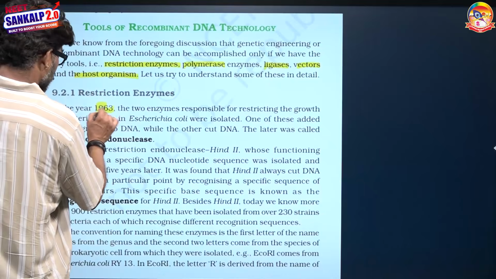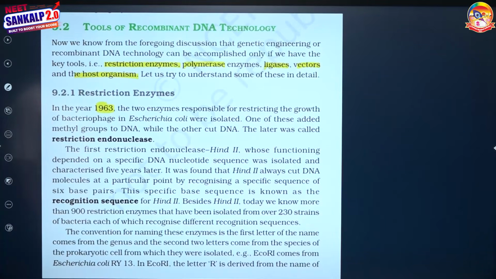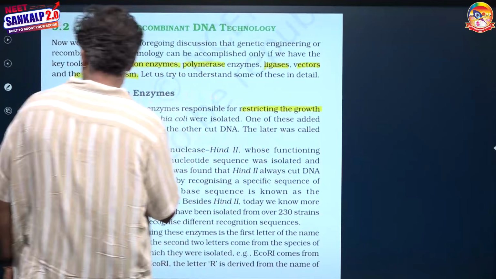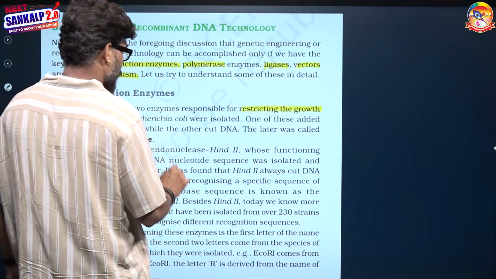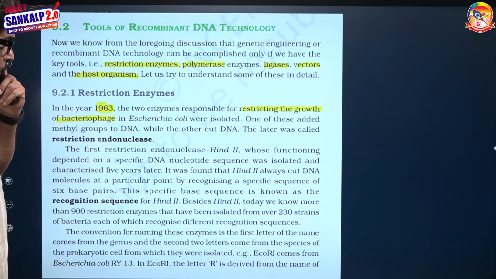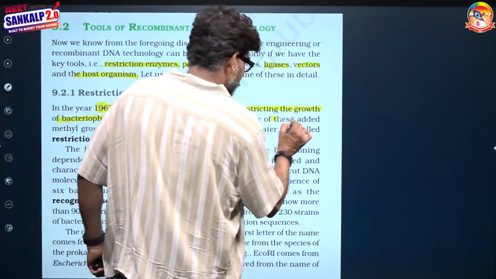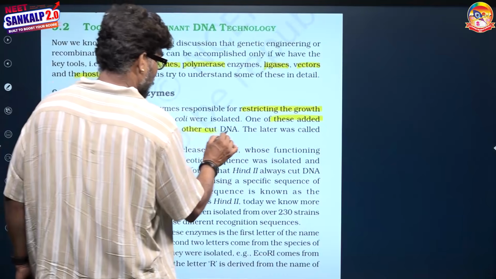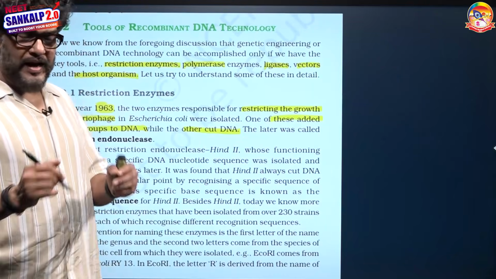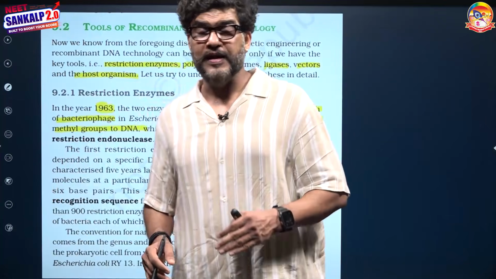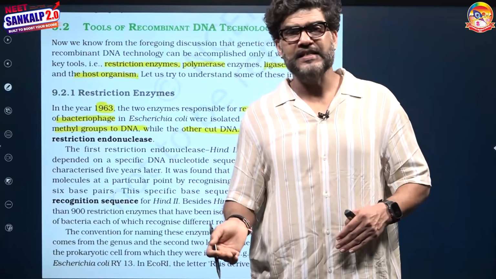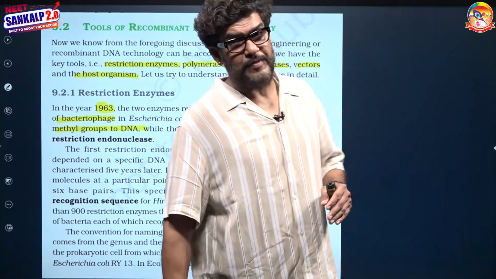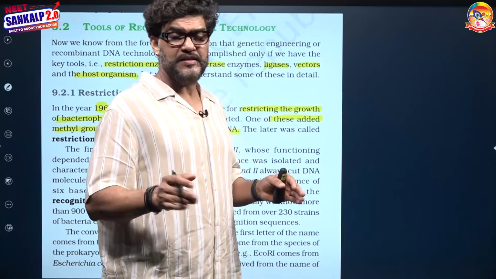In 1963, two enzymes responsible for restricting the growth of bacteriophages in E. coli were isolated. One of these added a methyl group to the DNA while the other cut the DNA. The one which adds the methyl group is known as the modification enzyme, and the one which cuts is known as the cleavage enzyme, meaning the restriction modification system.